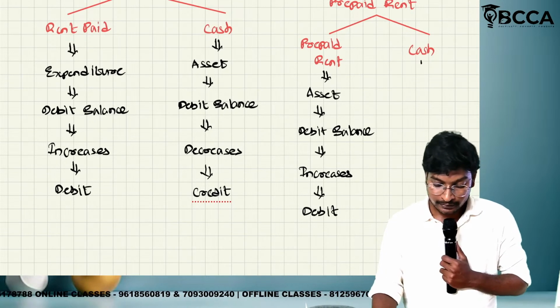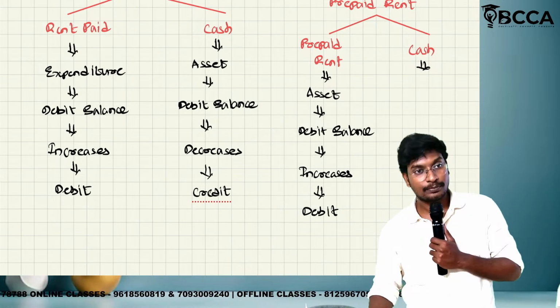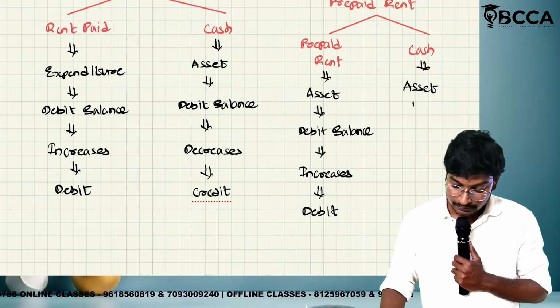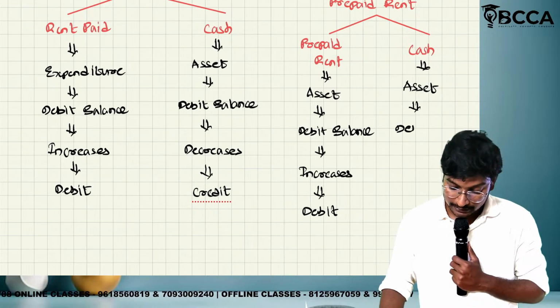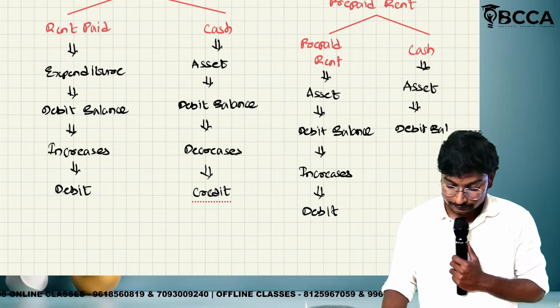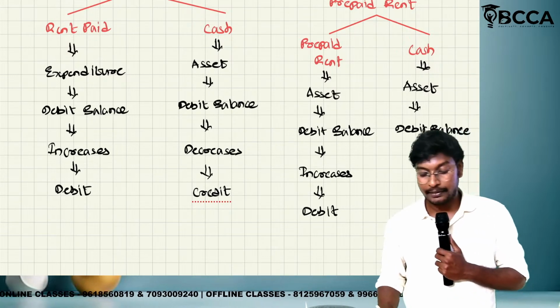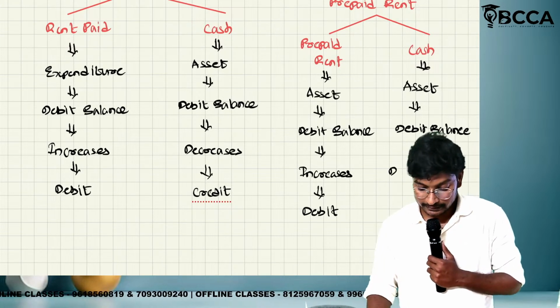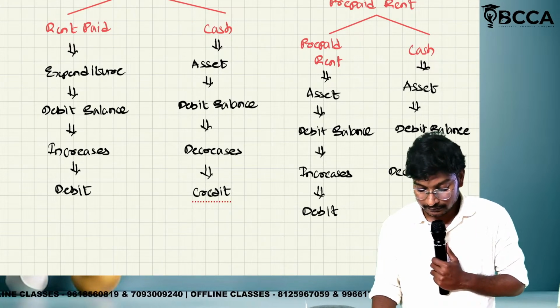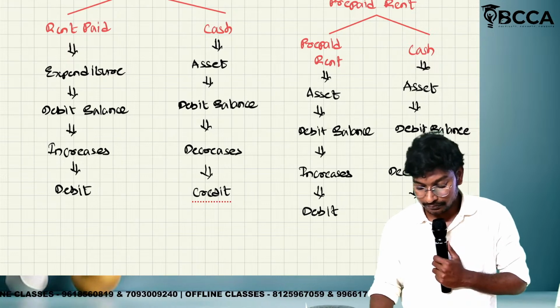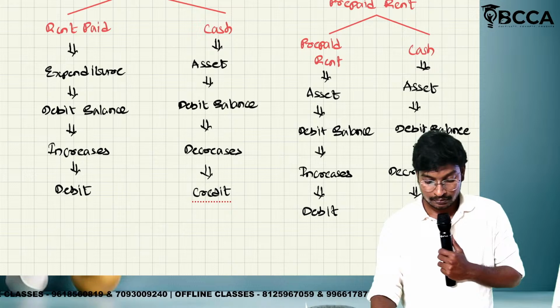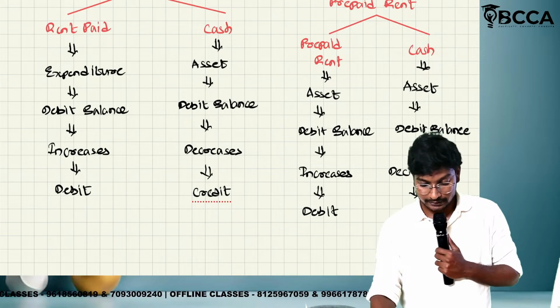Next, from the cash point of view, cash is also an asset. Which balance? Debit balance. Cash goes out, so it decreases. What we need to do? Credit.